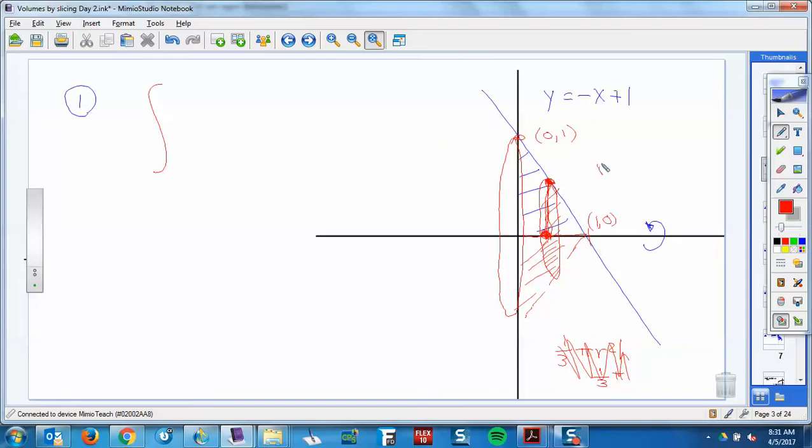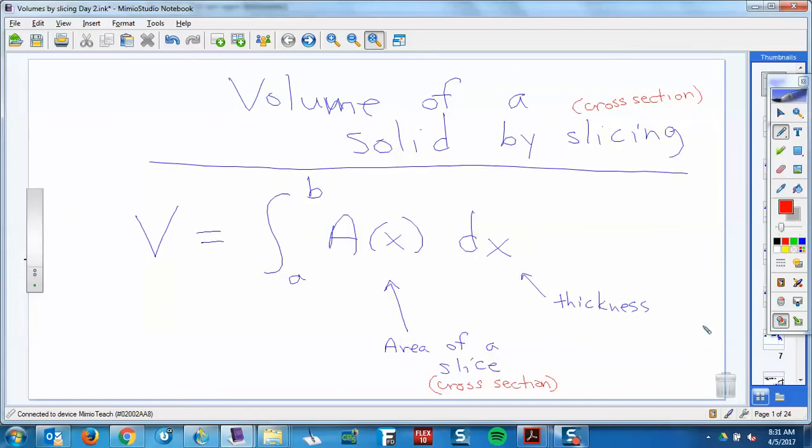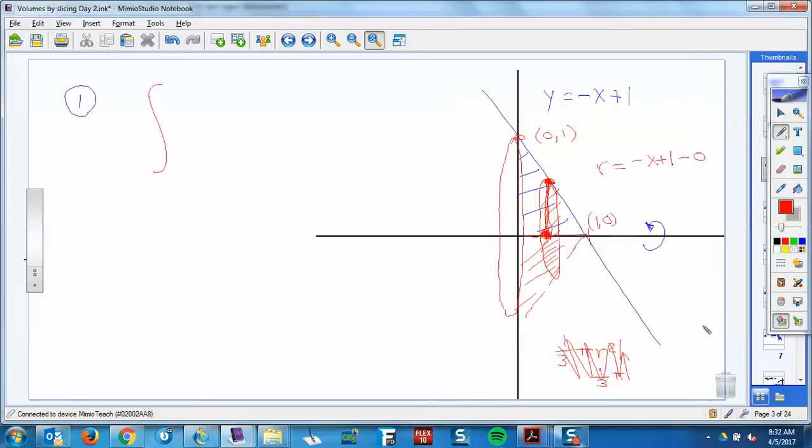So I would get in the habit of writing R equals, and you could write R of X if you want, R equals the top minus the bottom. Well, that would be negative X plus 1 minus 0. That strip is the radius of this circle. What did we just learn back here? To do the integral, we need the area of the slice. The area of the slice is pi r squared, so we need pi times our radius squared times our thickness, and then the strips fill the space from what to what?